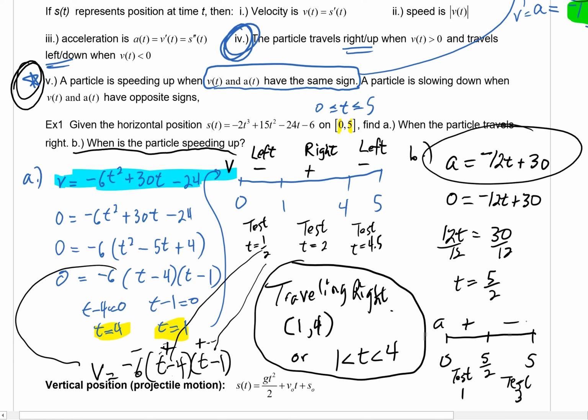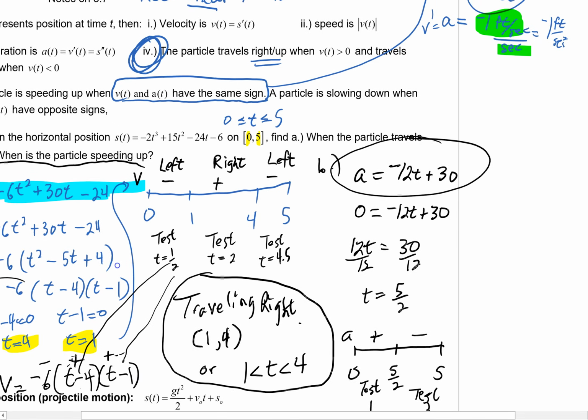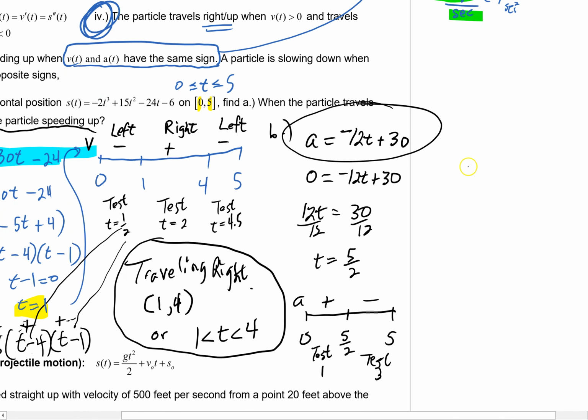Now, I am most interested in where these two quantities, velocity and acceleration, have the same sign. So you may superimpose the graphs. Look, I'm going to recopy the velocity curve. But right above it, I'm going to have acceleration.